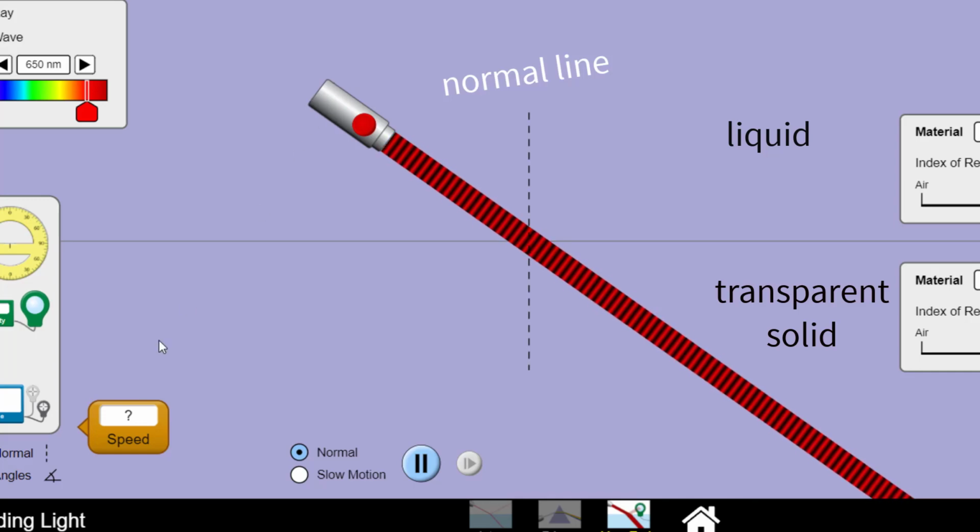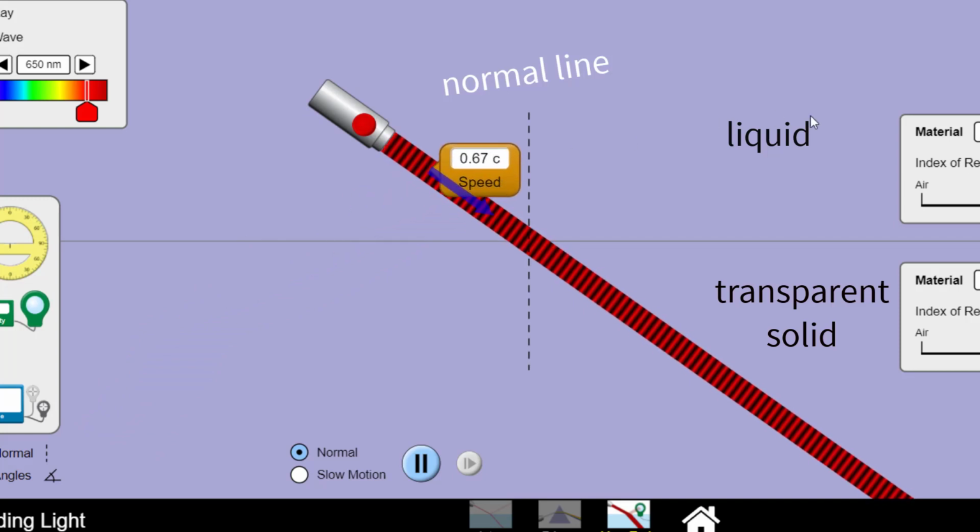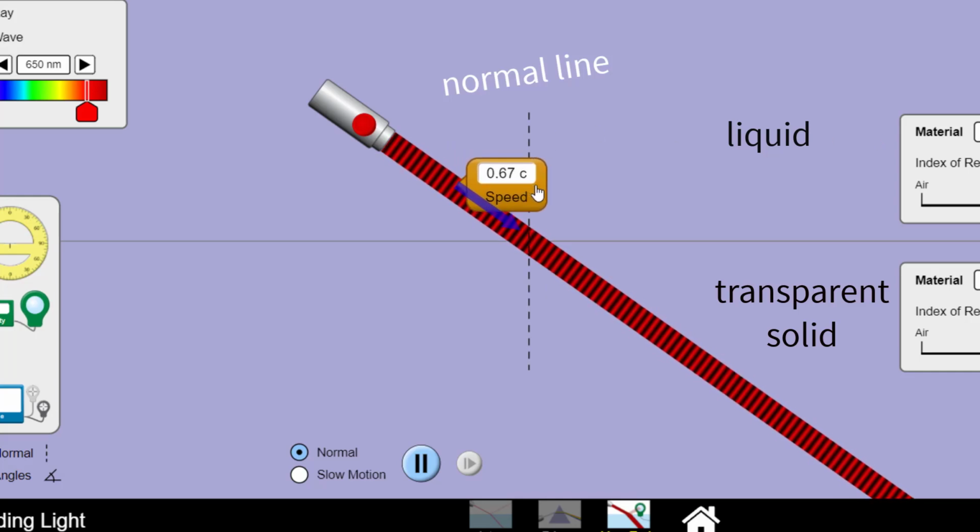Now, what about the speed? Well, we use our speed counter here. You can see the speed is 0.67 c. That means it's 0.67 of the speed of light, 3 times 10 to the power 8 meters per second. And if I bring the speed measurement into the transparent solid, below the line, you can see there's no change in speed either.